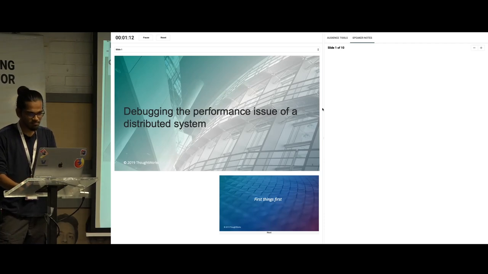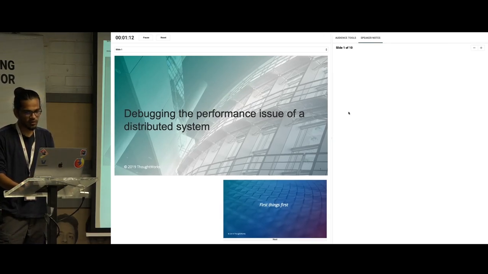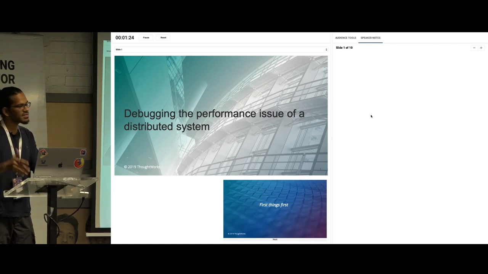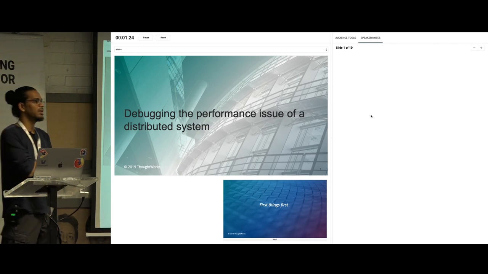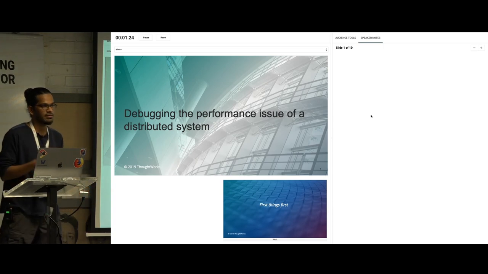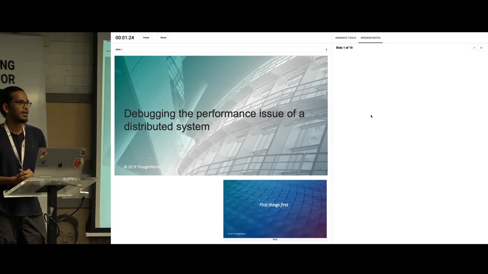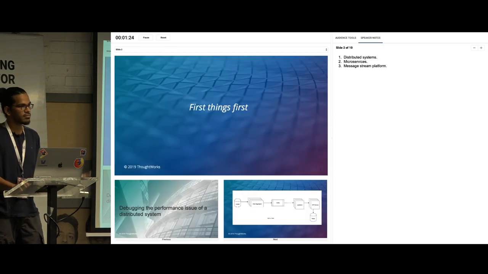We'll be talking about debugging a performance issue of a distributed system. So how many of you have ever been in a place where you need to debug the performance of a distributed system? Right, it's quite obvious, and we know the pain of looking into it.